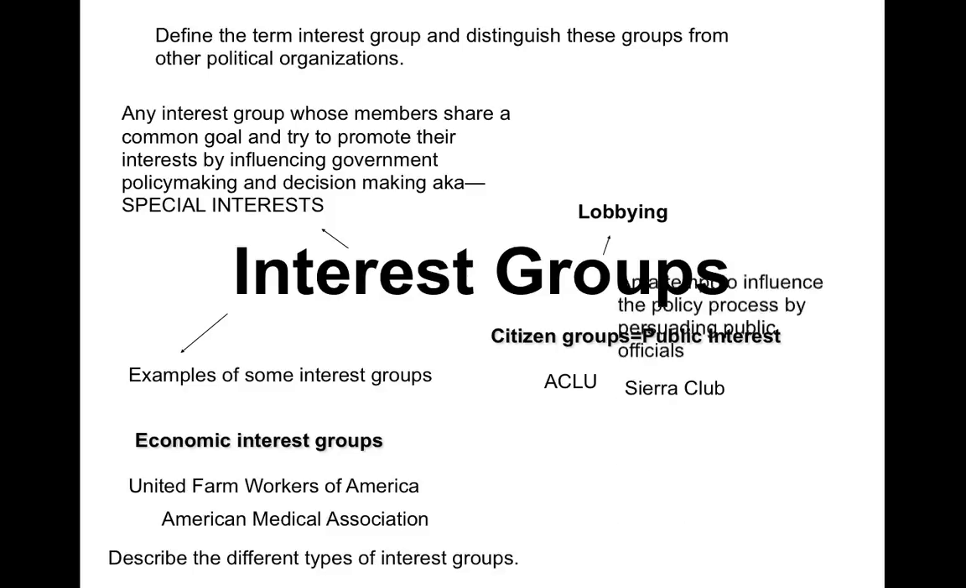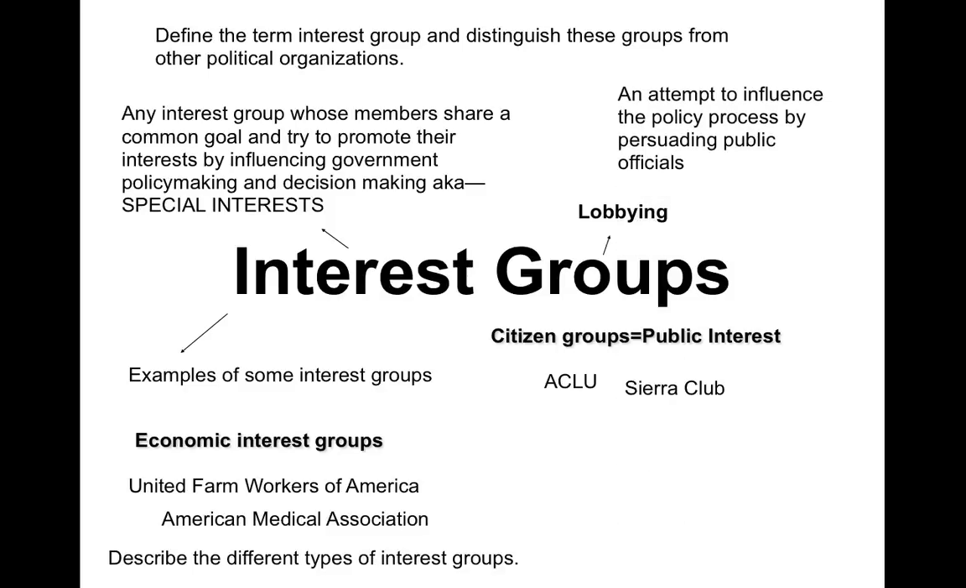Lobbying is an attempt to influence the policy process by persuading public officials, and that's what lobbyists are. They are lobbying for an interest group. And a lot of these interest groups, you notice that some of them are unions, and that's why unions come under fire, because unions take money from people that are part of that union and donate to political groups, whether the people agree with those political groups or not, and that's where some conflict can come into play. But there's some examples of some.